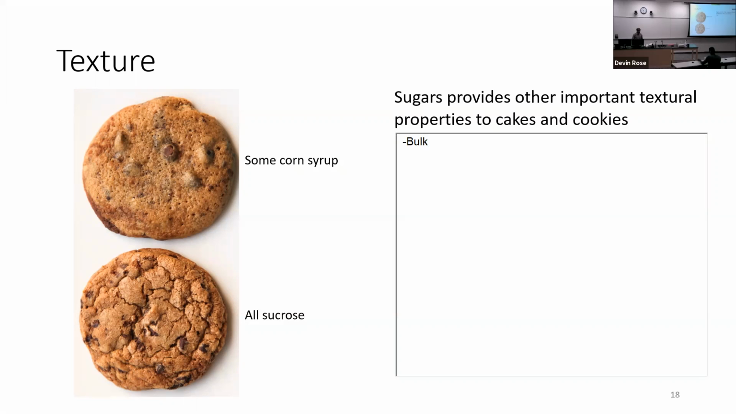All right. Next, we have air incorporation into batter or dough. So sucrose or sugars allow air to be incorporated into a batter or a dough. And that's going to be very important for that product to be leavened enough.